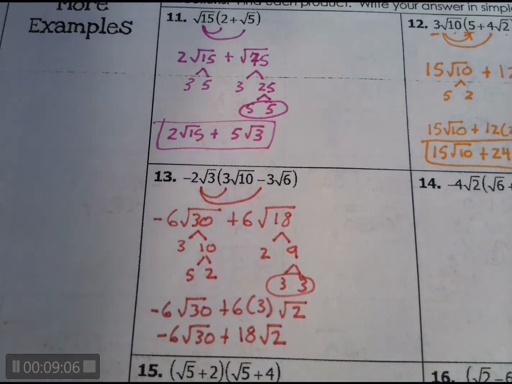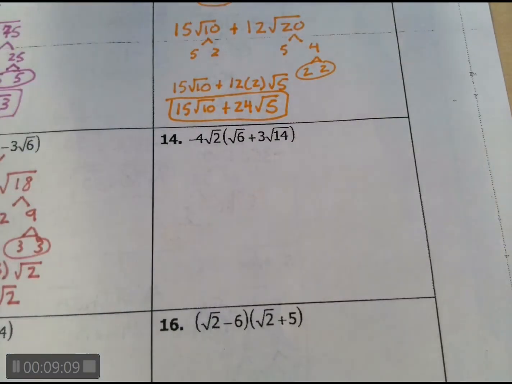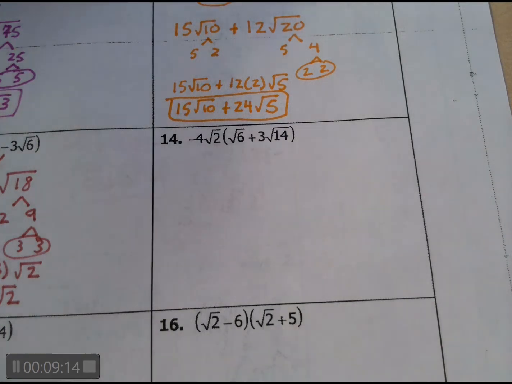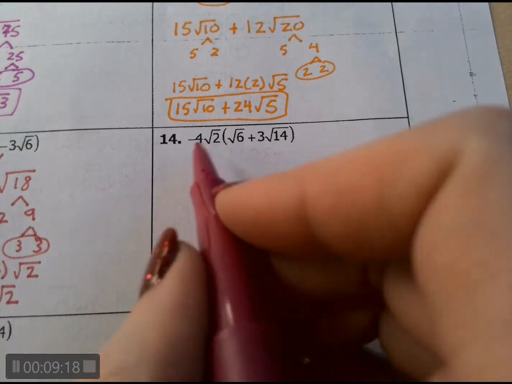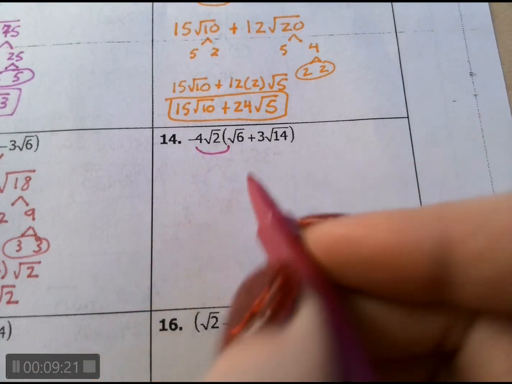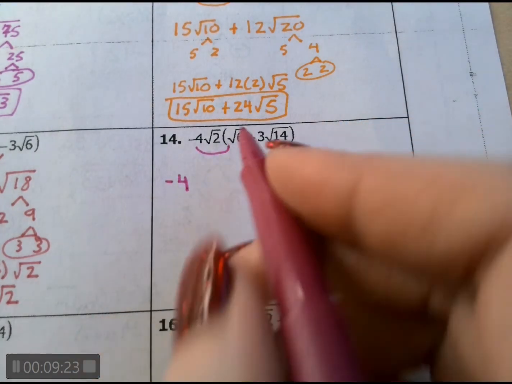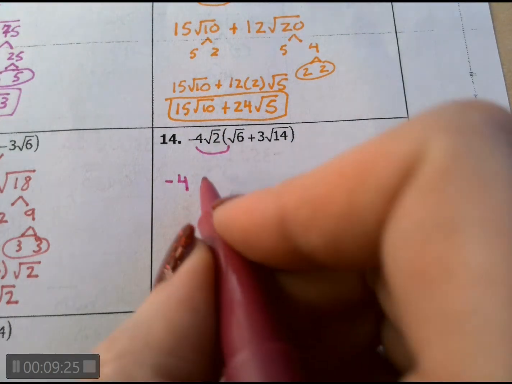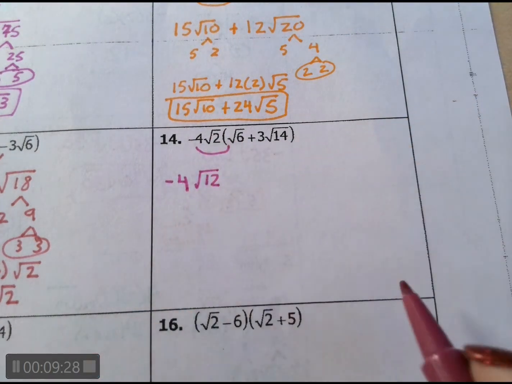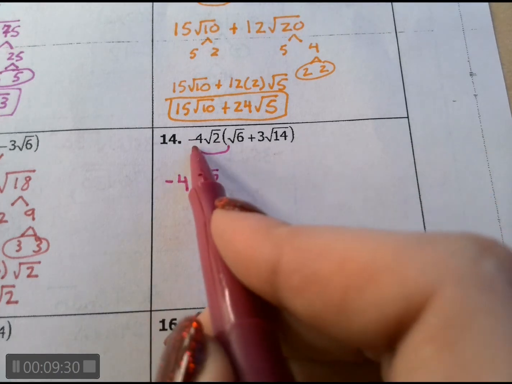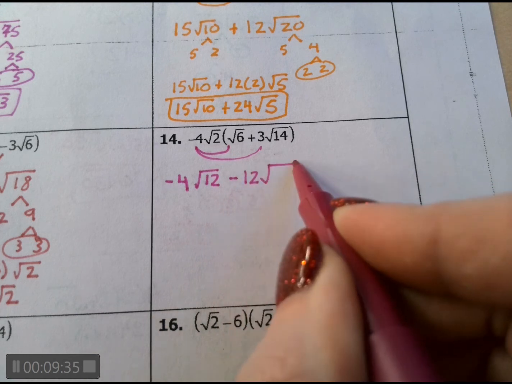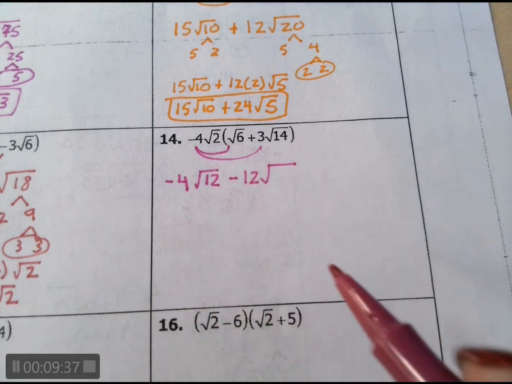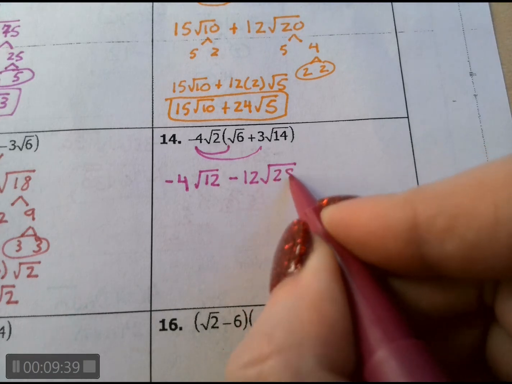Alright, let's take a look at the next one. Negative 4 square root 2 times 1 square root 6 plus 3 square root 14. So negative 4 times 1 gives you negative 4. Square root 2 times square root 6 is square root 12. And then negative 4 times positive 3 gives you negative 12. Square root 2 times square root 14 gives you square root 28.